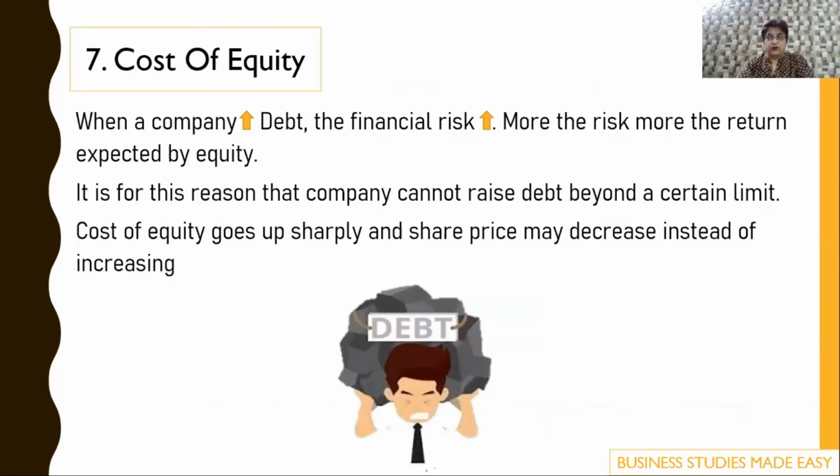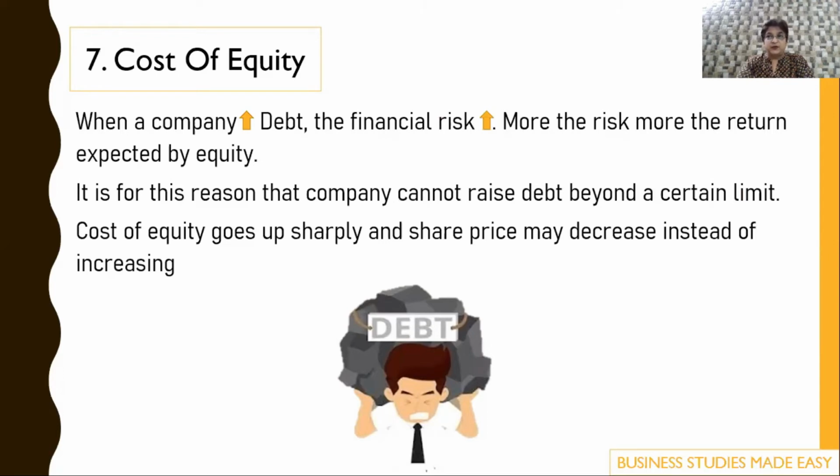Then comes the cost of equity. Cost of equity is the expectation of the equity shareholders. Now, suppose the finance manager wants to go in for debt because debt is quite cheap. But when he raises debt, he raises the risk. And more the risk, more the return. So if he uses more debt, then the equity shareholders expect more in return. Why? Because they're bearing the entire risk. And if the debt keeps on increasing, the expectation of the equity shareholders keeps on increasing.